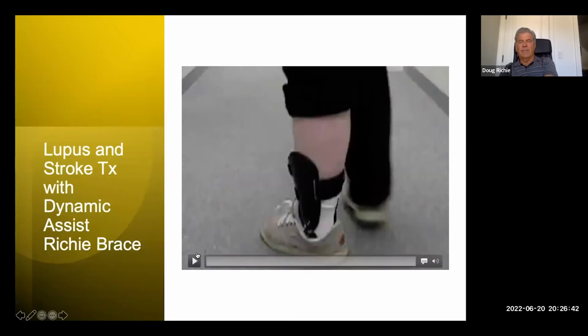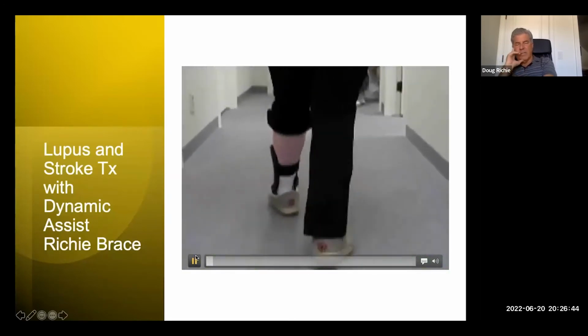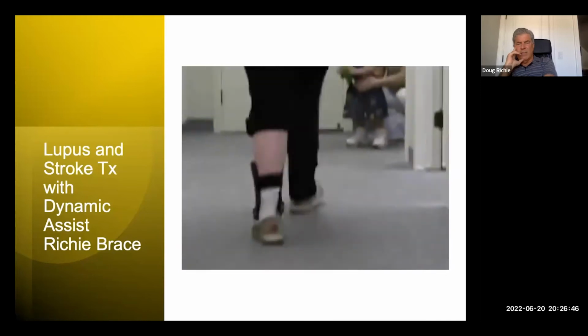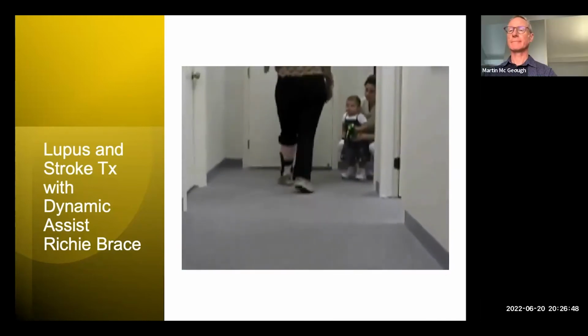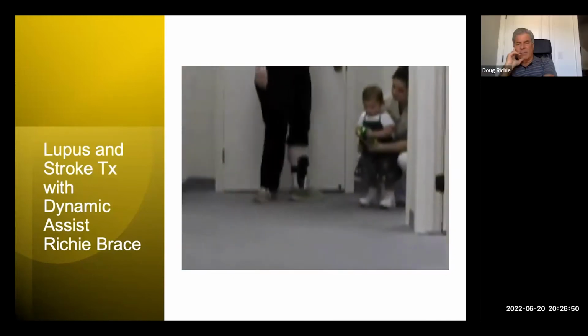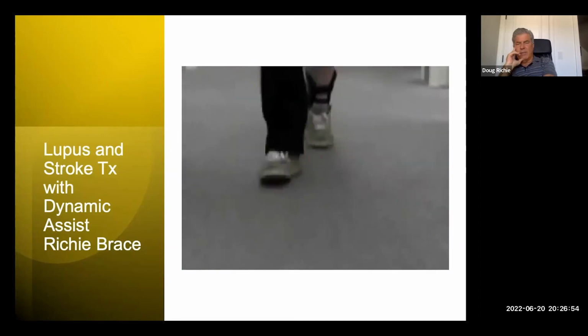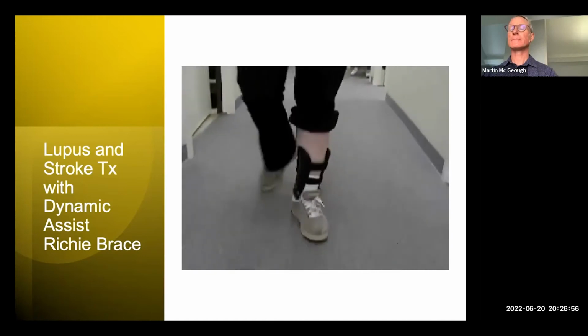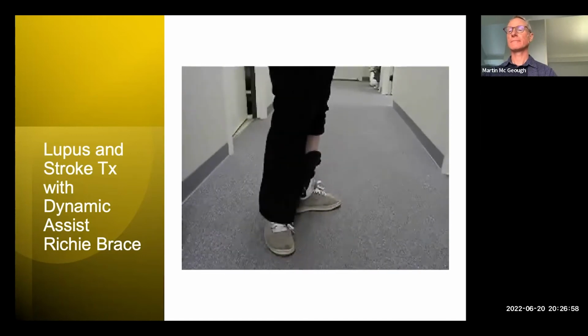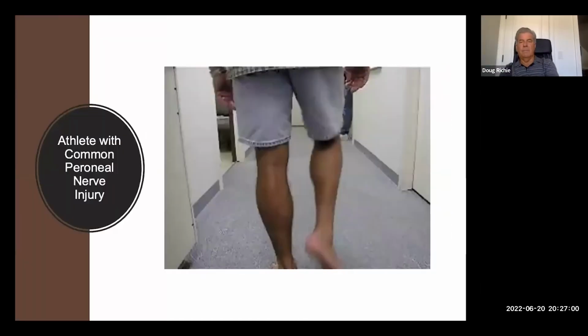So I elected to treat her with the Dynamic Assist brace because she had no equinus, no spasticity. And so now she can wear her lace-up tennis shoes. She has a low profile brace and she's heel striking. She's much more comfortable in this brace than she would be with a solid AFO.